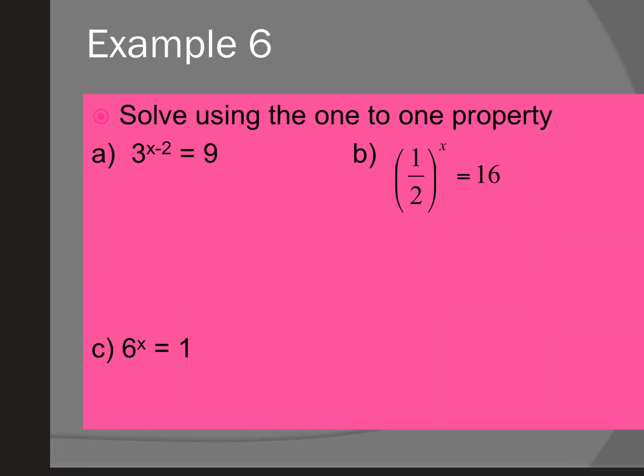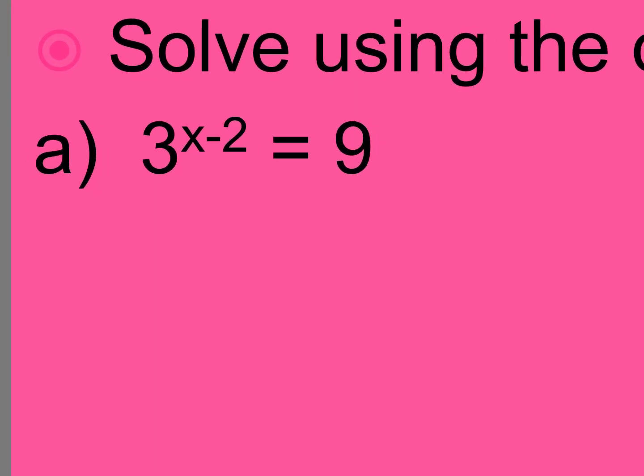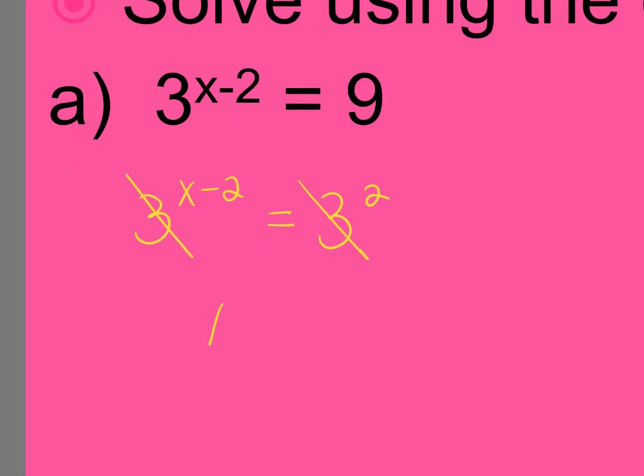Solve using the one-to-one property. What that means is you want the bases on the left-hand side and the right-hand side to be the same. So if I look at letter A, is there another way I could write 3 to a different power that could represent 3? No. It's just 3 to the x minus 2. Is there another way that I could write 9? I could write it as 3 squared, right? 3 to the second power. Do you guys notice what we just did there? We created an equation where the base on the left-hand side is the same as the base on the right-hand side. Once you do that, you can cross the bases out and set the exponents equal to each other.